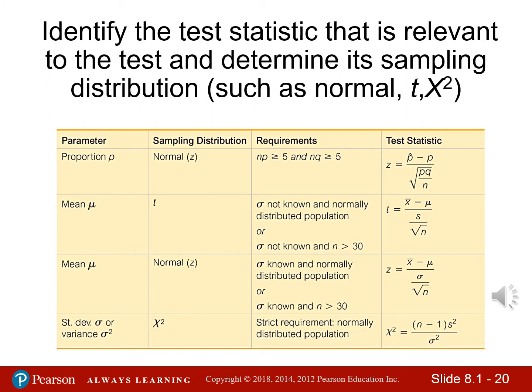Again, if we had a population mean mu, we might have a sampling distribution that is a normal or a Z distribution. And finally, if we had a standard deviation sigma or a variance sigma squared, our sampling distribution would be a chi-square.